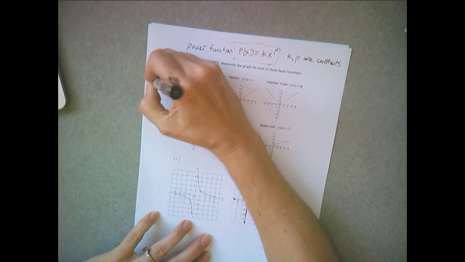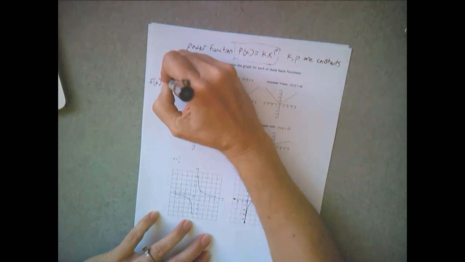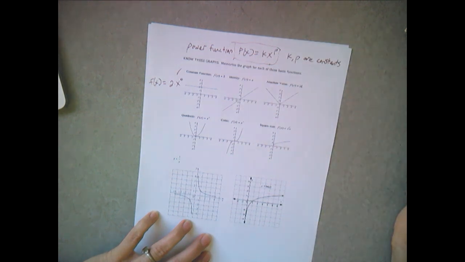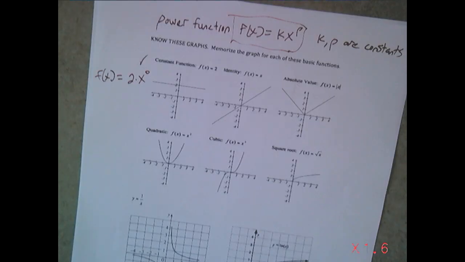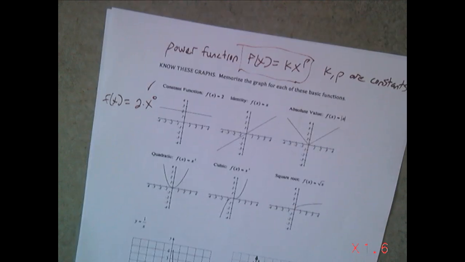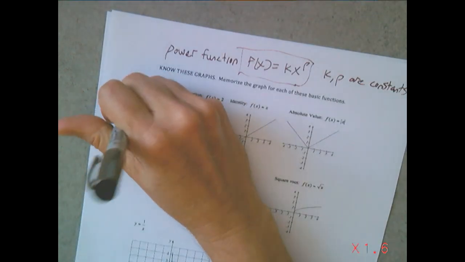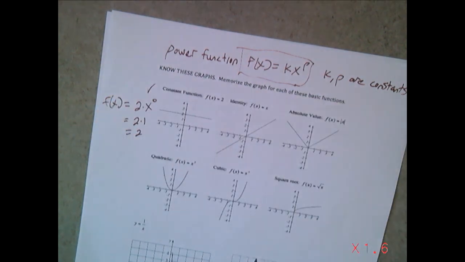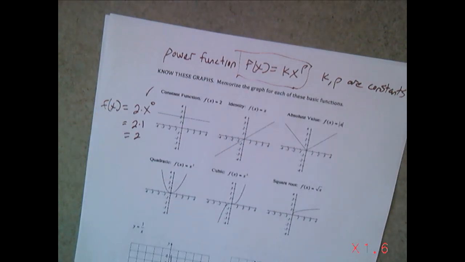Yes, it is actually, because if you wrote this in this form, times x to the 0, remember that x to the 0 is equal to 1. So this would create that function, the constant function. So yeah, it's in that form. So this is a power function, the constant function.